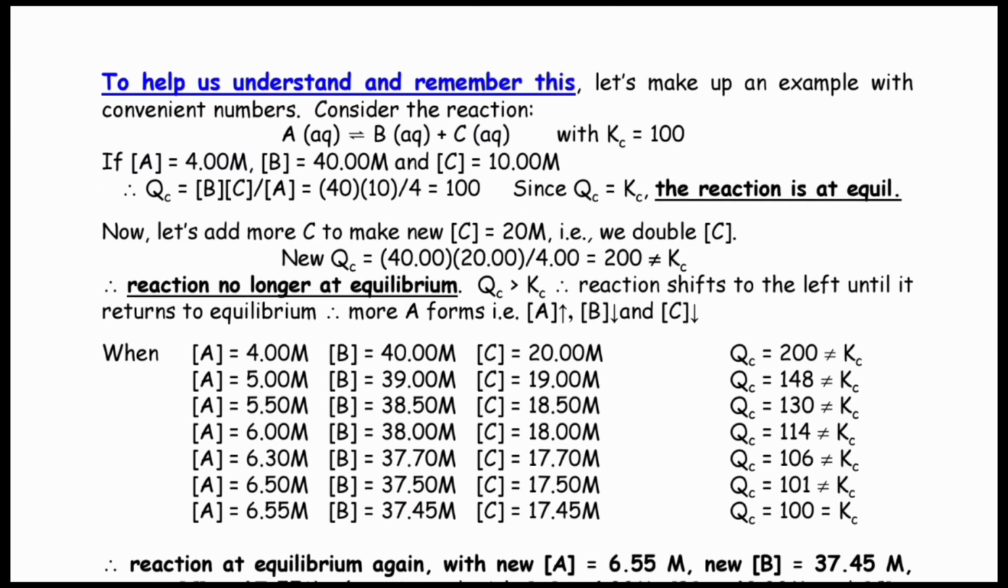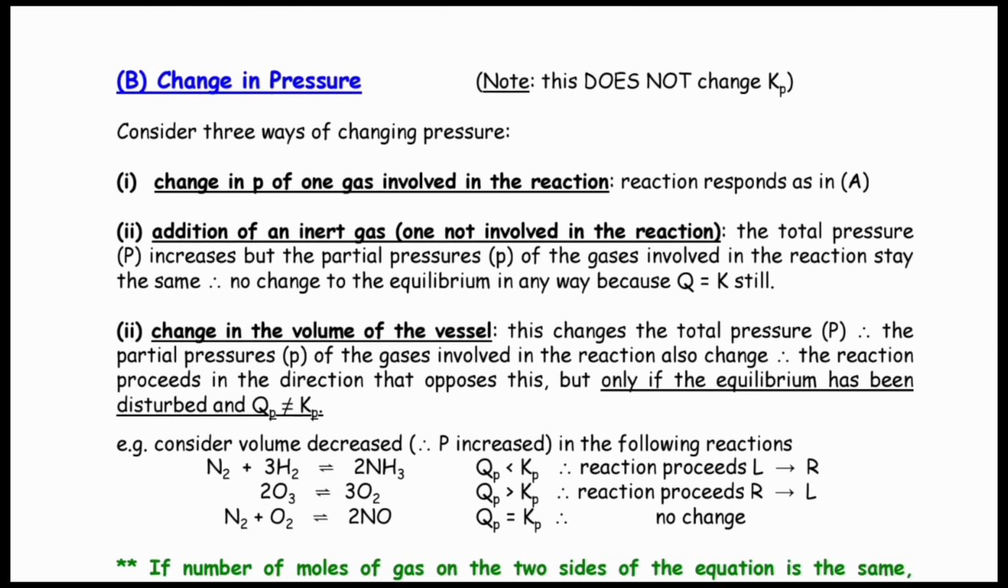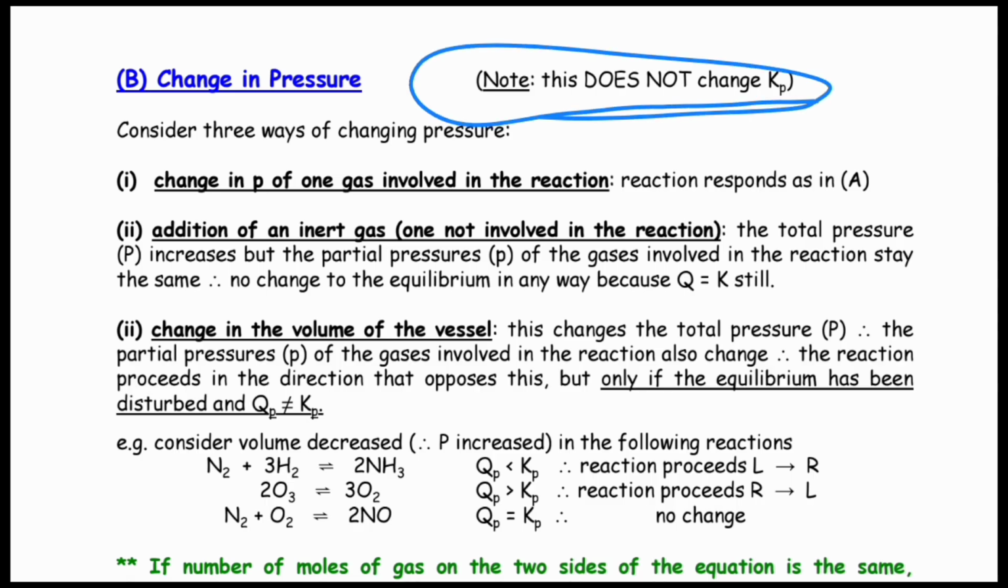Okay. Some questions here, okay. When Qc is greater than Kc, change in pressure, okay. Change in pressure of one gas involved in the reaction depends. This doesn't change Kp. Addition of an inert gas not involved in the reaction, the total pressure P increases, but the partial pressure of the gases involved in the reaction stays the same. No change to the equilibrium in any way because Q is equal to K still. Change in the volume of the vessel, this changes the total pressure.